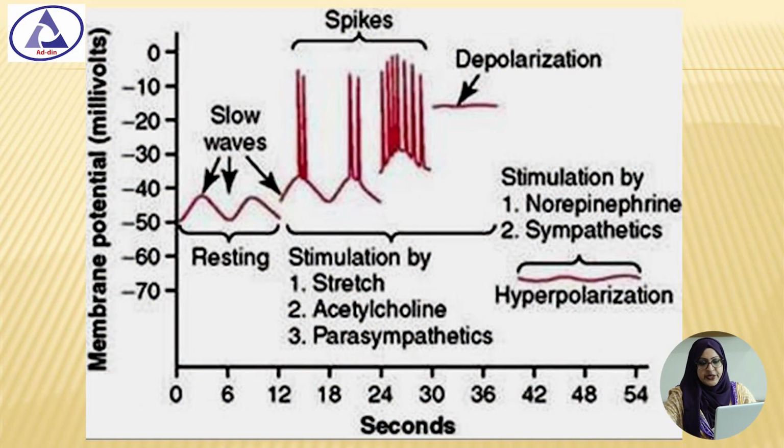This is the picture showing the slow waves as well as the spike waves. As we can see from the picture, the resting membrane potential of the slow wave is minus 50 millivolts, and the threshold is about minus 40. Once the threshold is reached, the spike potential arises, in the form of spikes.